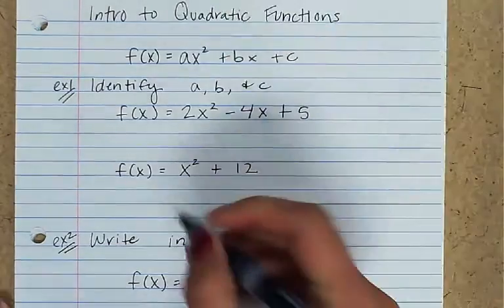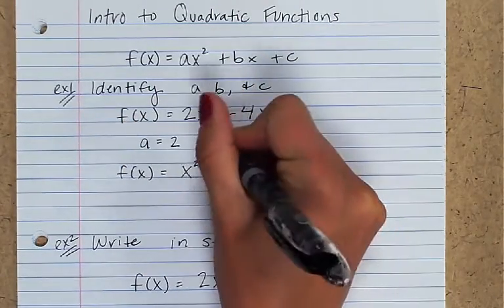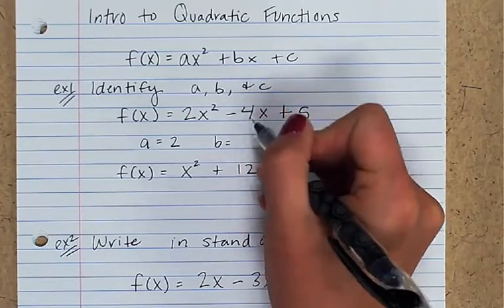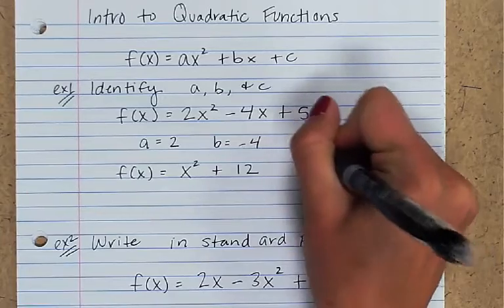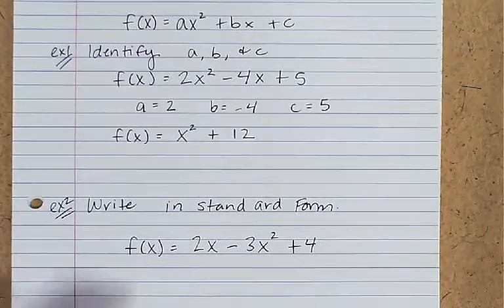So looking at this first one, a is the number in front of x squared, b is the number in front of the plain x. Make sure you pay attention because this sign goes with it. So since it's -4, this is a -4. And then c is your constant, the value that has no variable.